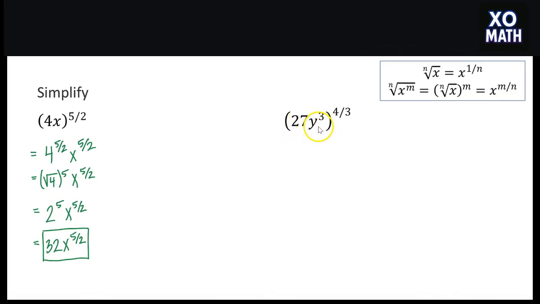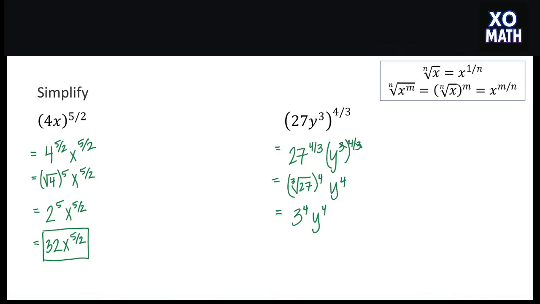And finally, 27y cubed all raised to the 4/3. We'll apply the property: 27 to the 4/3, y cubed to the 4/3. 27 to the 4/3 is going to be the cube root of 27 raised to the 4th. And here 4/3 and 3 multiply, so the 3's are going to cancel, and I just have y to the 4th. Now the cube root of 27 is 3. So I have 3 to the 4th, y to the 4th, or 81 y to the 4th. Most of this is really knowing those common powers and roots.